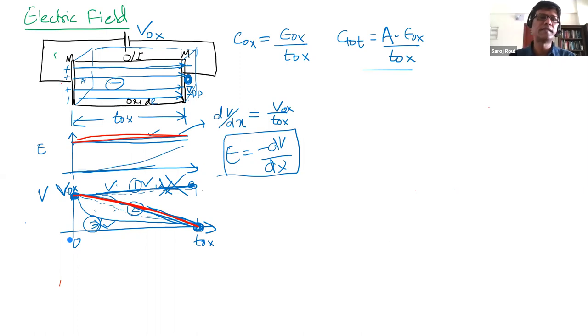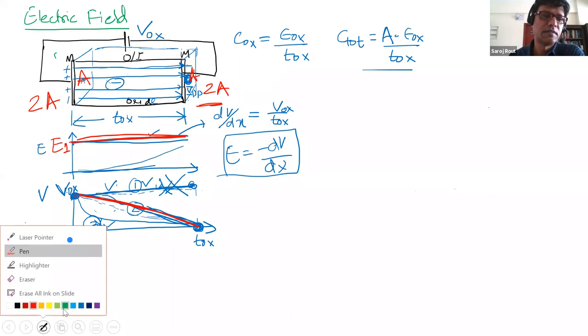If I increase this area, so this was the area of the capacitor plate, I increase this area to 2A. So this is obviously 2A. What's the electric field? Let's say previously this electric field was E1. What is going to be the new electric field? Let's see who's been sitting quiet. Devashree, what's the electric field going to be for the second case?